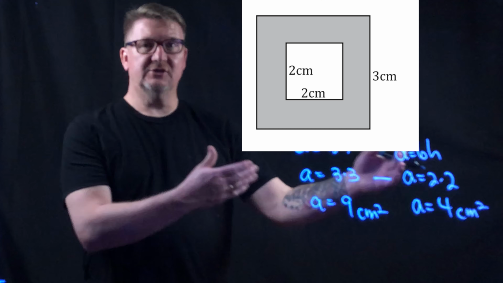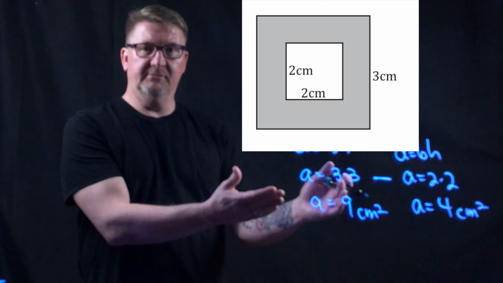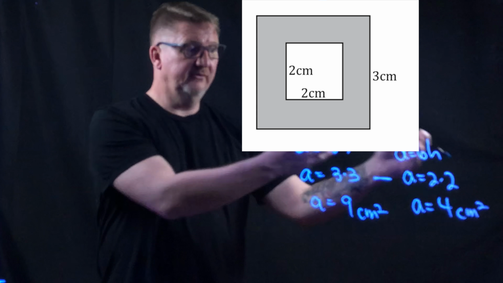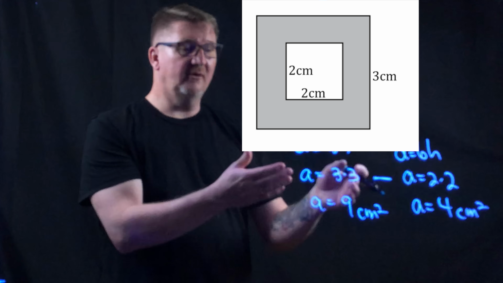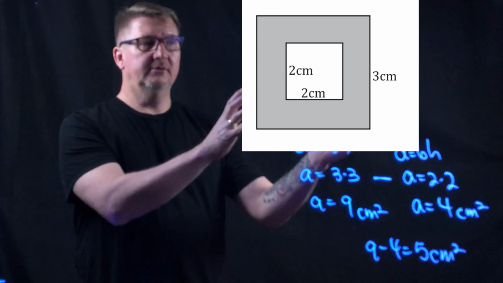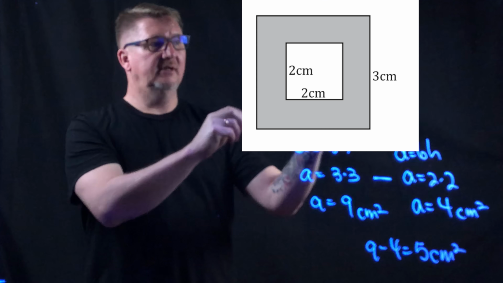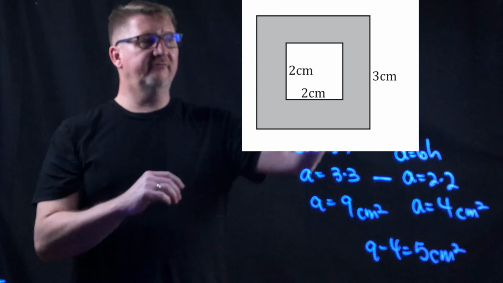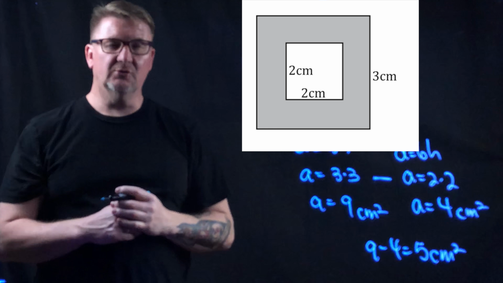So now I just have to subtract the area of the smaller square from the area of the big square. So I say 9 minus 4 equals 5. So that means the area of just the shaded region is 5 centimeters squared. Okay, so in this particular shape, I had two squares. I had to subtract one of them from the other one in order to find the area of the shaded region, sort of. All right?